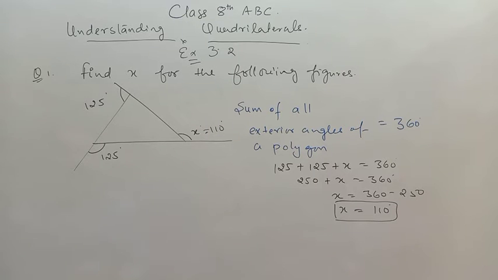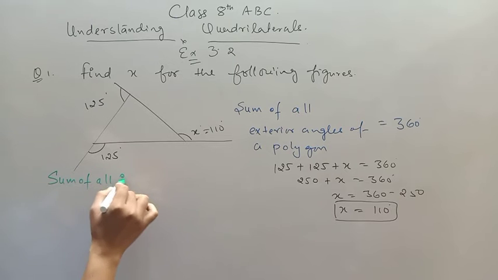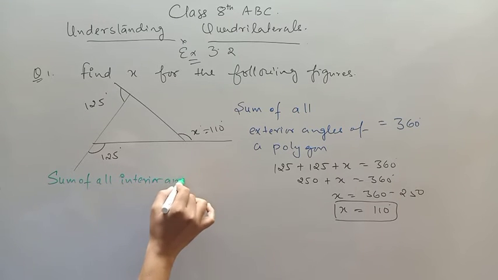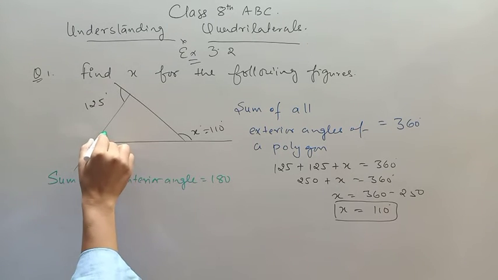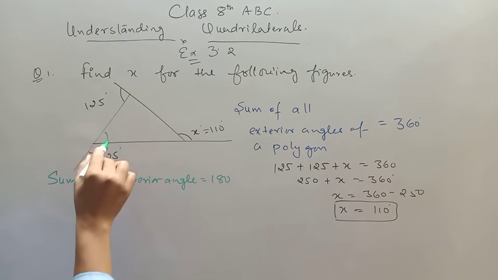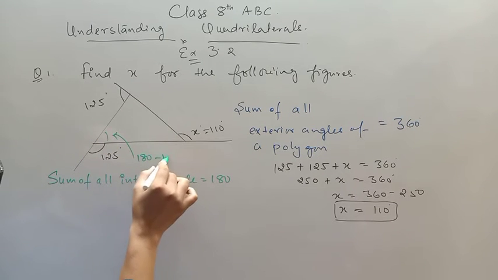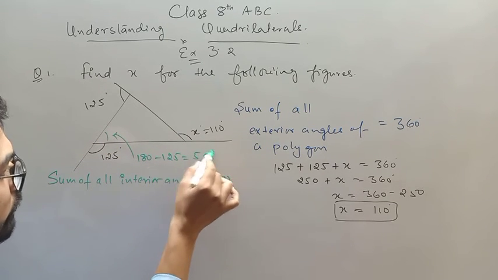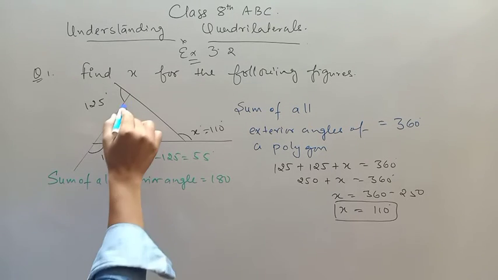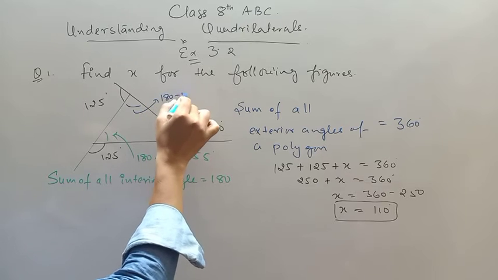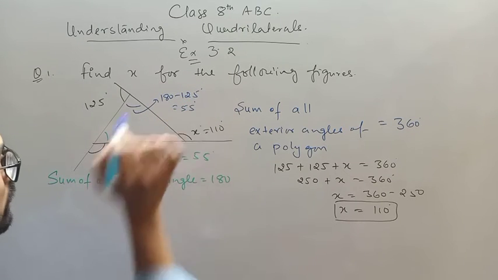Now, this is one method. Now the second method is sum of all interior angles, okay, because this is a triangle, so the sum of all interior angles is equal to 180, okay. Now if this is 125, then this is a linear pair angle, that means 180 minus 125, right? So this angle is equal to 180 minus 125, that is 55. Similarly, you can calculate this angle also. This angle is also a linear pair angle. So again, 180 minus 125 will give you 55 degrees.